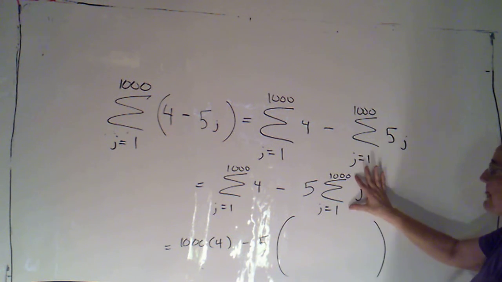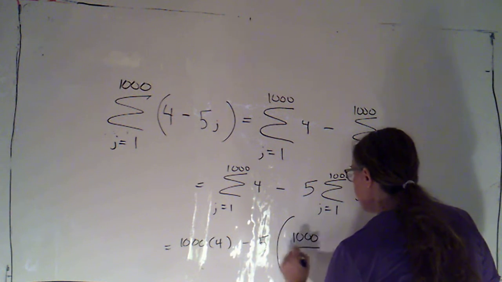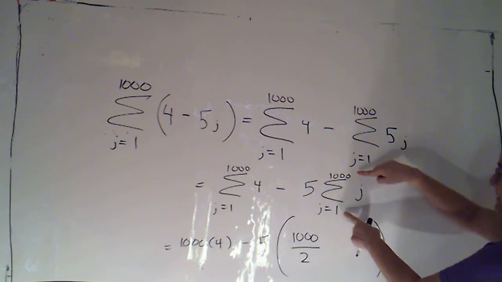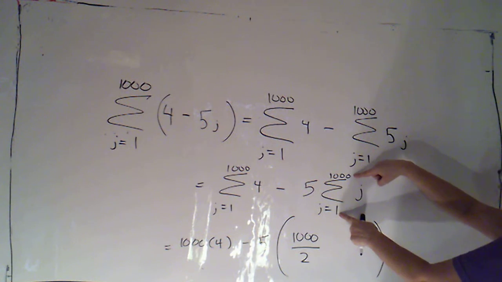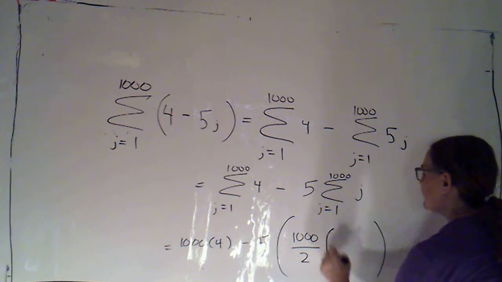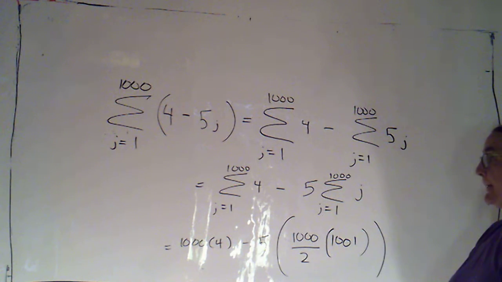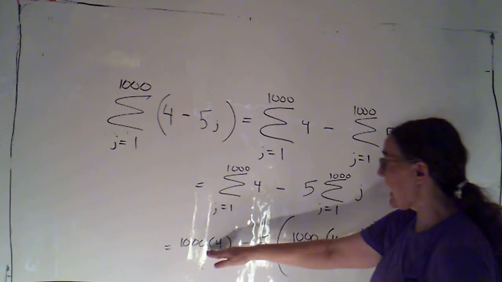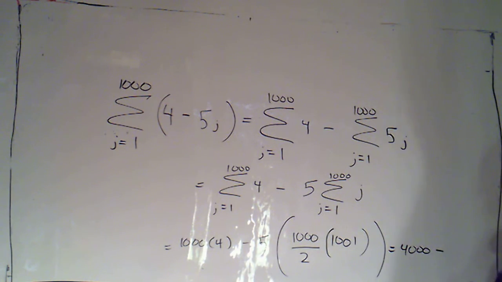Now, if I've got 1,000 numbers in my list, I'm going to have half as many pairs. And each pair is going to add up to the same thing that I get if I add up my initial term, which is 1, because the term matches the index, and my last term, which is 1,000. So that's 1,001. Okay. So let's see, if we work this out, that's going to be 4,000 minus.